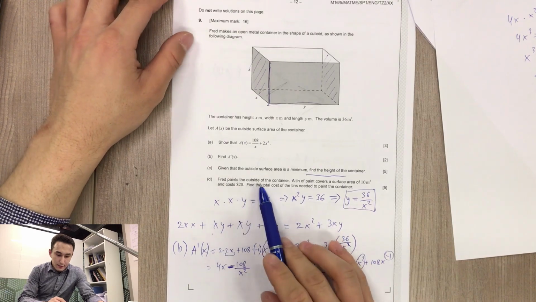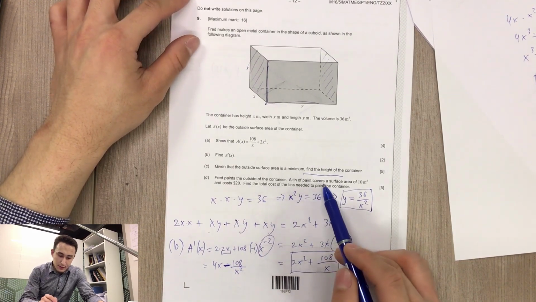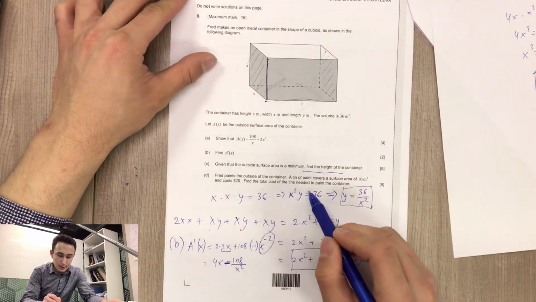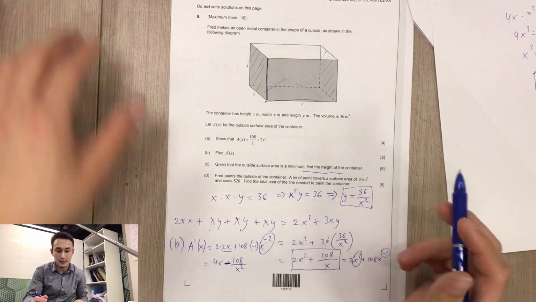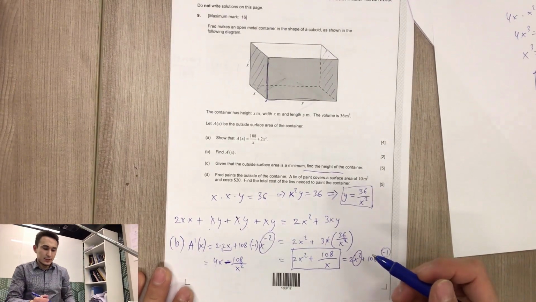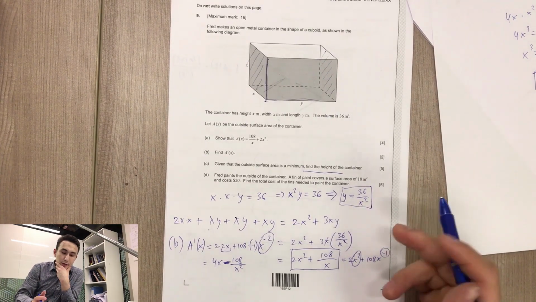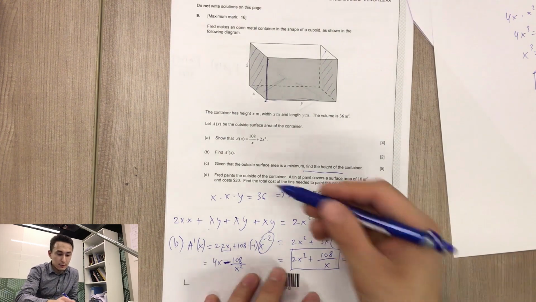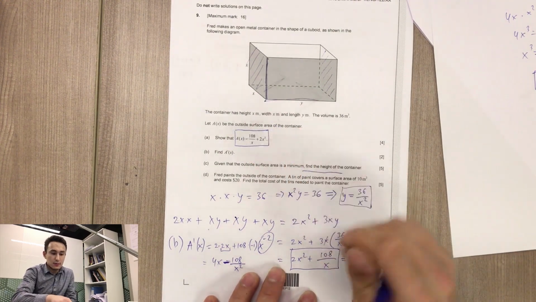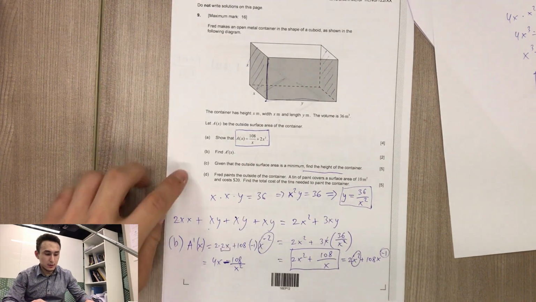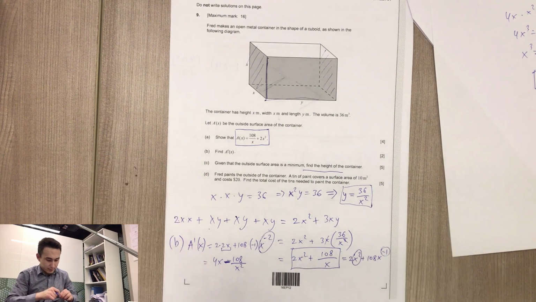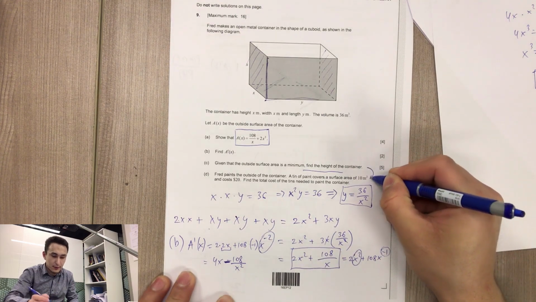Fred paints the outside of the container. A tin of paint covers a surface area of 10 meters squared and costs $20. Find the total cost of the tins needed to paint the container. Okay, so when you read this question, you might think, oh, we don't actually know the exact area because the area is given in terms of x. We don't know what x is. But when you look at part C, the surface area is minimum, and I believe it actually applies to part D.